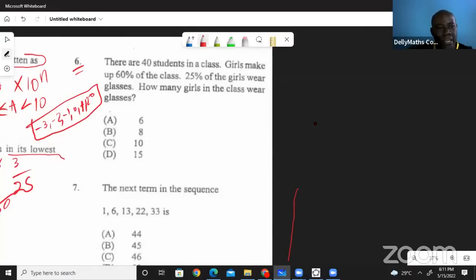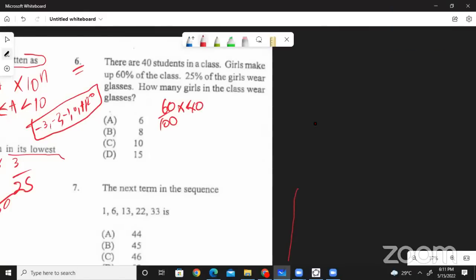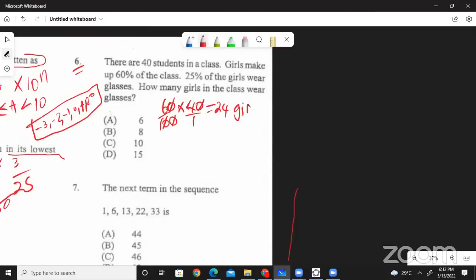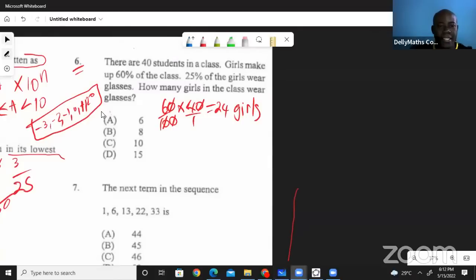So let us look at it. 40 students are in the class. 60% of that 40, that's girls. So you could do a quick canceling. So you cancel, cancel, cancel. So 6 4s, that's 24 girls that are in the class. So we have, watch the noise, 24 girls are in the class.